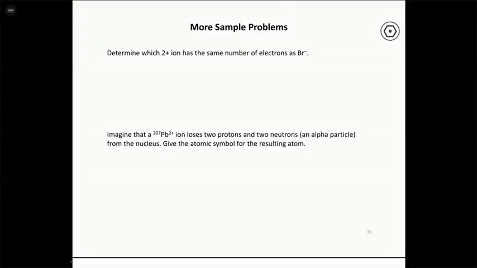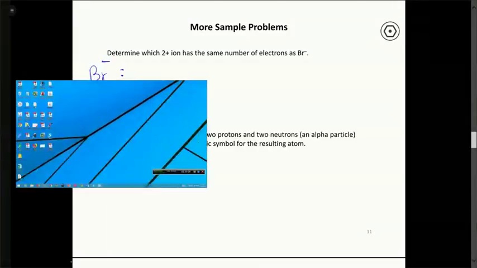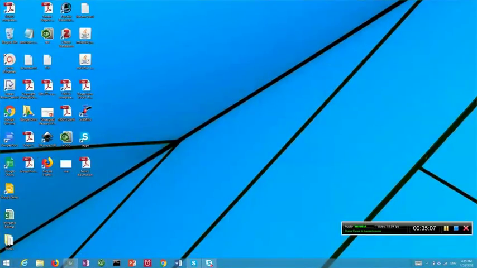And so if we talk about Br minus, the atomic symbol tells us the identity of the element, and we're going to need to go to the periodic table to find that. So let me pull up our periodic table. This is the one that we use.